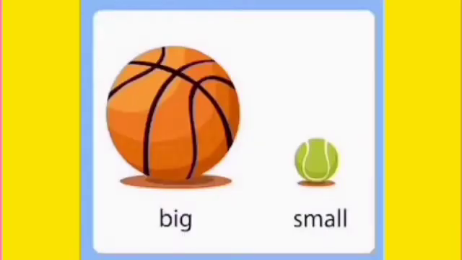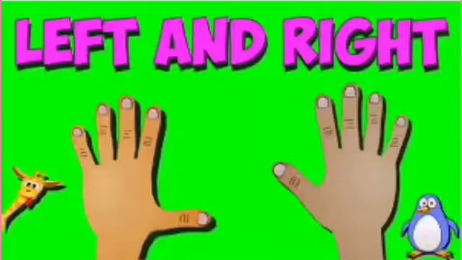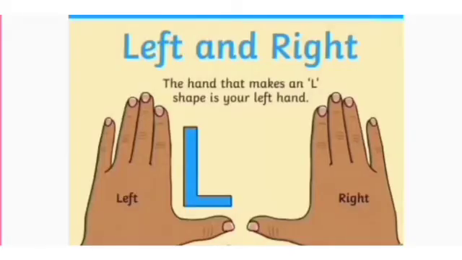See kids, there are two balls here. Now tell me which one is big? Yes, this ball is big and this ball is small. Now let's revise left and right. Put your both hands together like this. The hand that makes an L shape is your left hand and the other hand is your right hand.